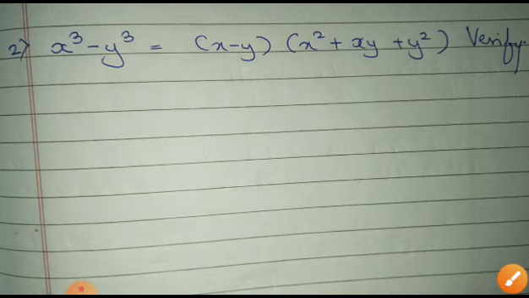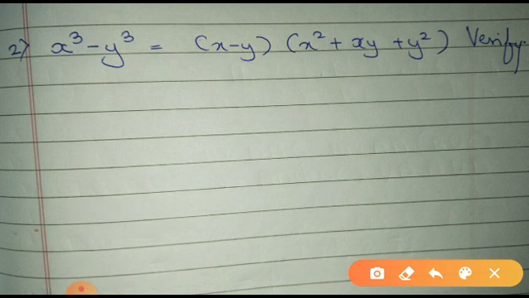Now see the second identity, x cube minus y cube is x minus y into x square plus xy plus y square. Again, if I compare with the previous, it is easier to learn. See, it is x cube minus y cube, so I have to write x minus y. Since here it is minus, I have to write here plus. So I'll be getting x minus y into x square plus xy plus y square.